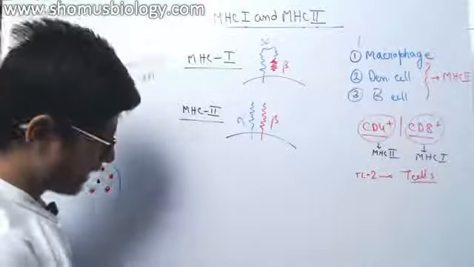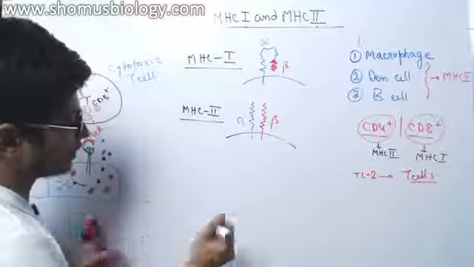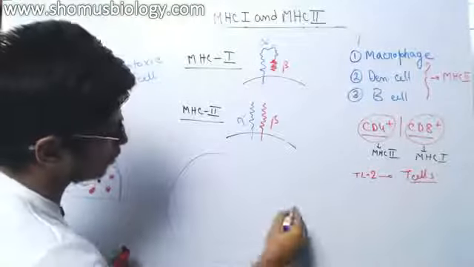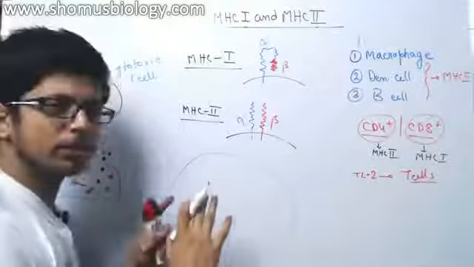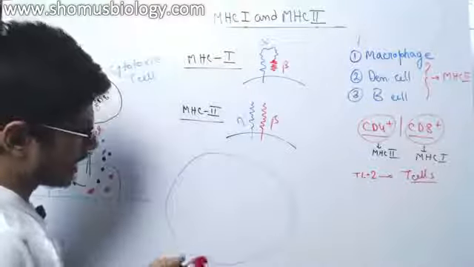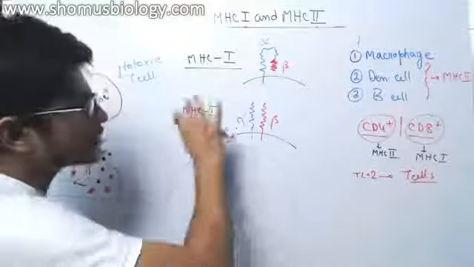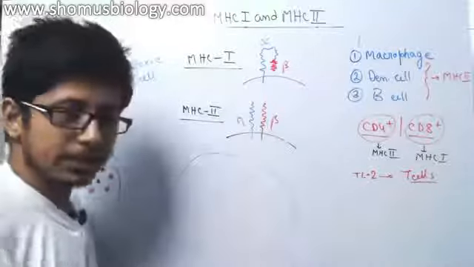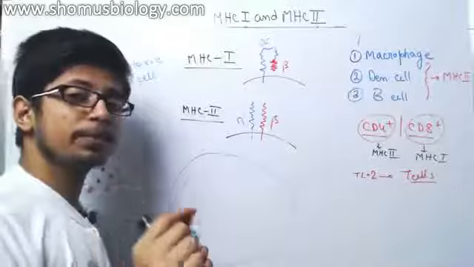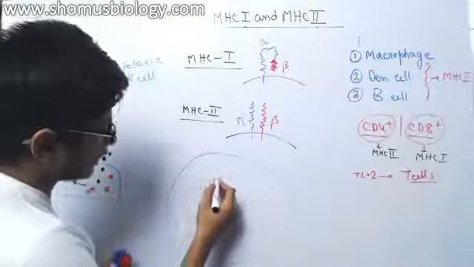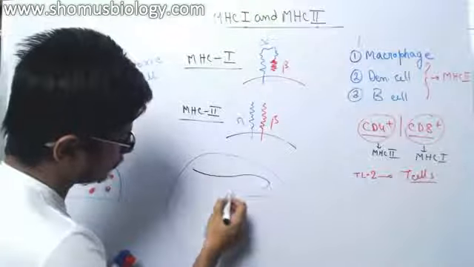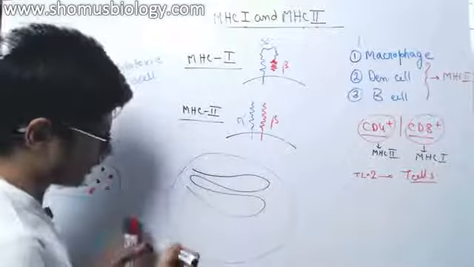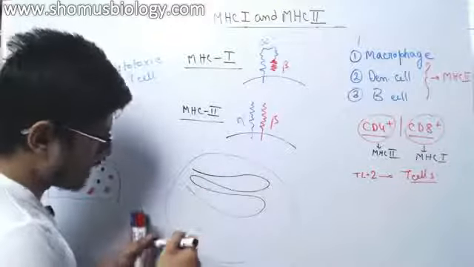Now the thing is, inside the cell, so let me draw this whole idea. I'm not going to talk in great detail, but I'm just going to give an overview of this process. If this is the cell, all this processing of antigens and loading the antigens on this MHC takes place in the endoplasmic reticulum. So I'm drawing the endoplasmic reticulum here. Let's say these are the regions of endoplasmic reticulum.